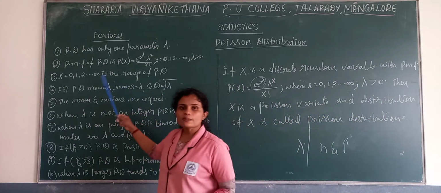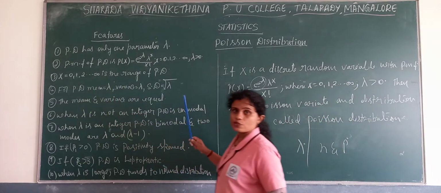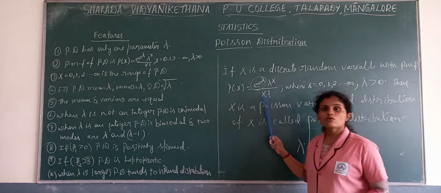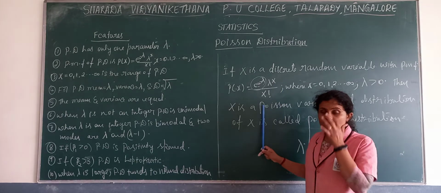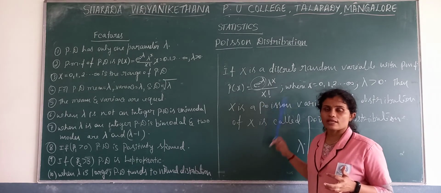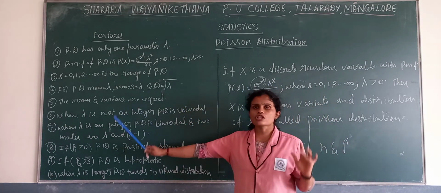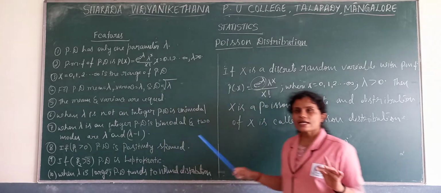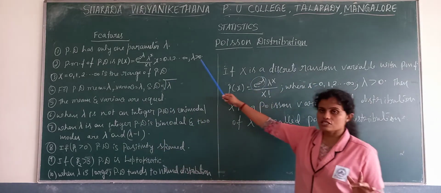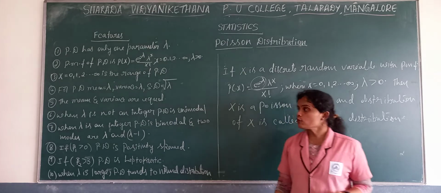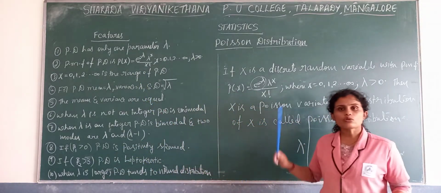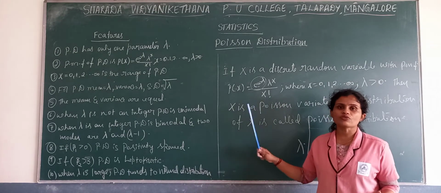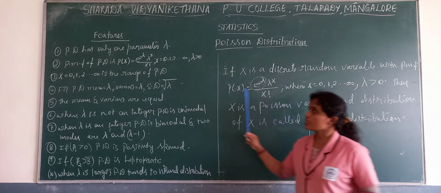Then, the probability mass function of Poisson distribution, that is P of x is equal to e to the power minus lambda, lambda to the power x divided by x factorial, where x is equal to 0 to infinity and lambda is greater than 0. That is the second feature. And the third one, what is the range? Range is 0 to infinity. 0 to infinity is the range of Poisson distribution.